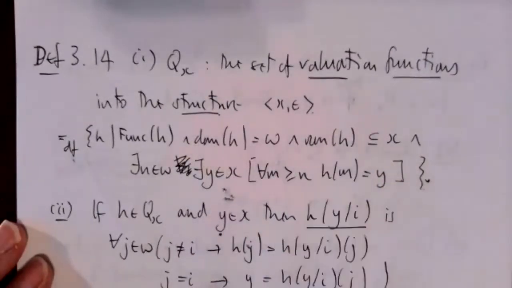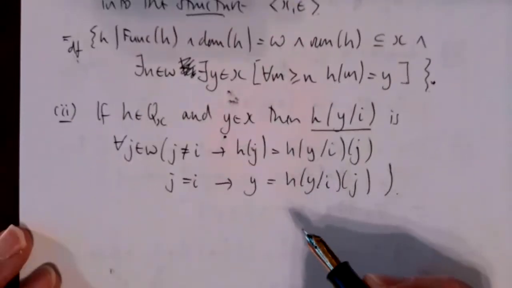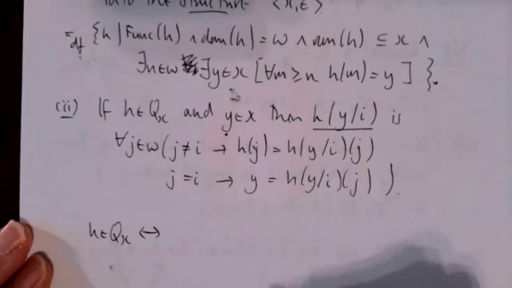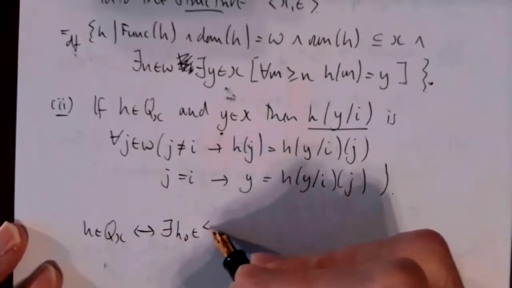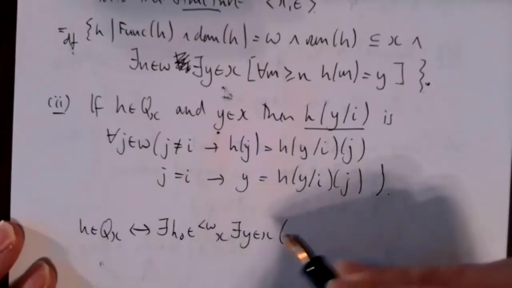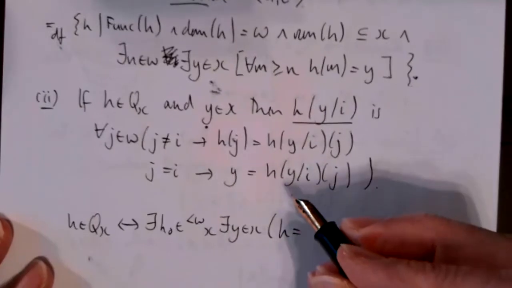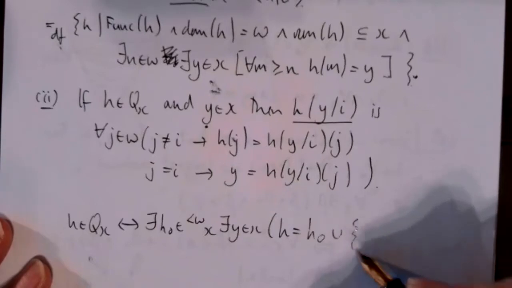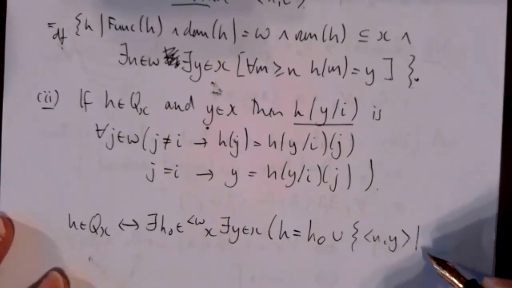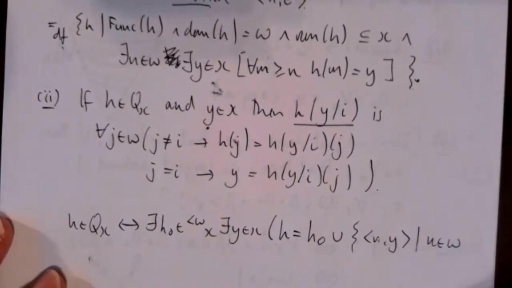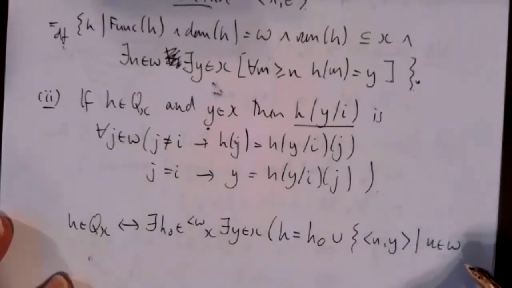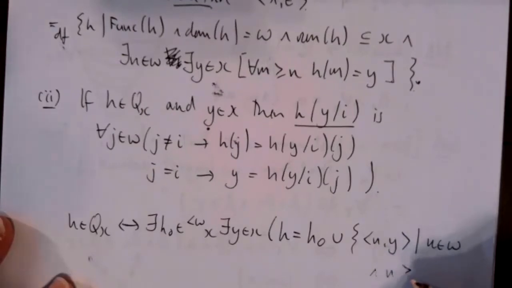Because I was thinking of h as being essentially a finite function with just this tail, we could write it as: function h is in Qx if and only if there's a finite function h0 into x and there is a y in x such that h, which is literally a set of ordered pairs, is h0 together with the collection of n, y pairs for n in omega, where n is greater than or equal to the domain of h0.